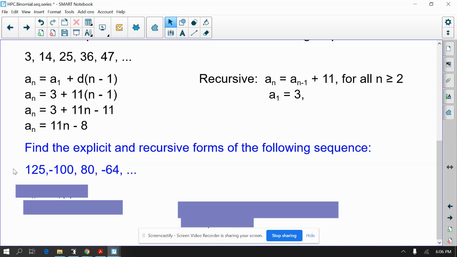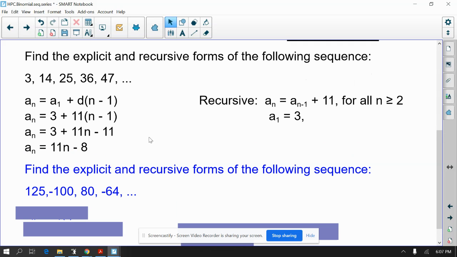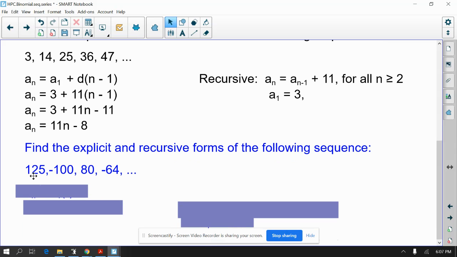Last example. Same problem. Find the explicit and the recursive forms of this sequence. Now, this is not arithmetic. That's what this is. If you keep on adding or subtracting the same number, it's arithmetic. But here, to get from 125 to negative 100, I would have to subtract 225. Well, do I subtract 225 again to get to 80? No. This is not arithmetic. It is geometric. You are multiplying the same number to get from one to the next, to the next, to the next.